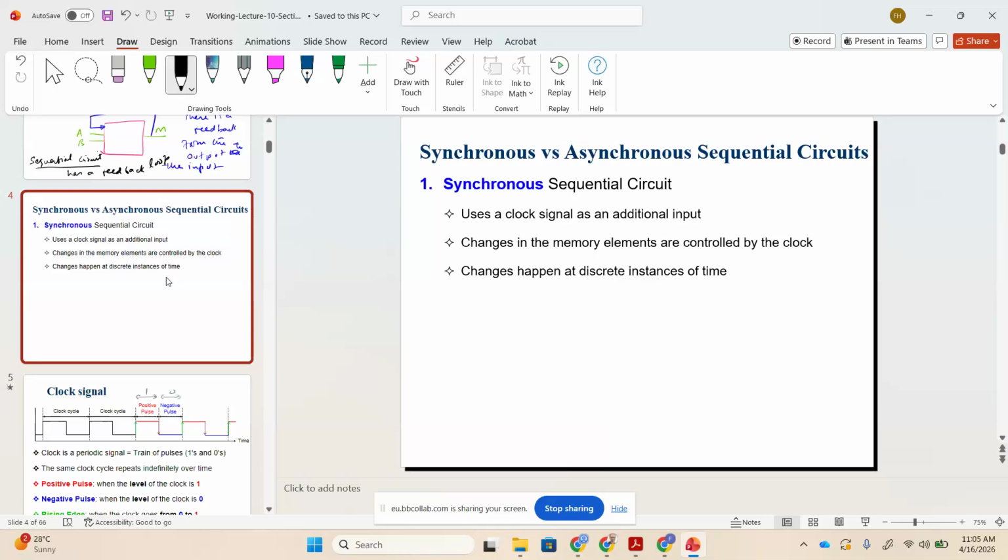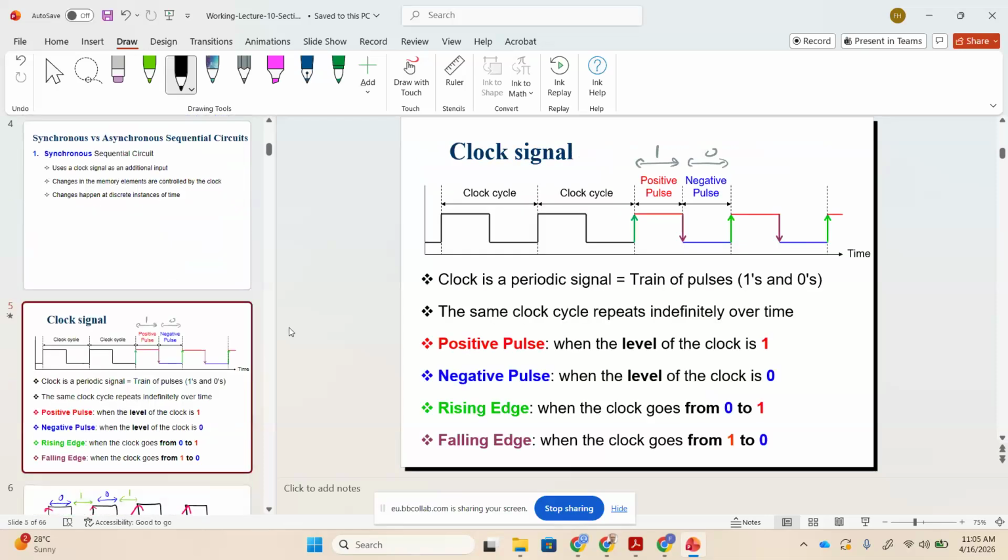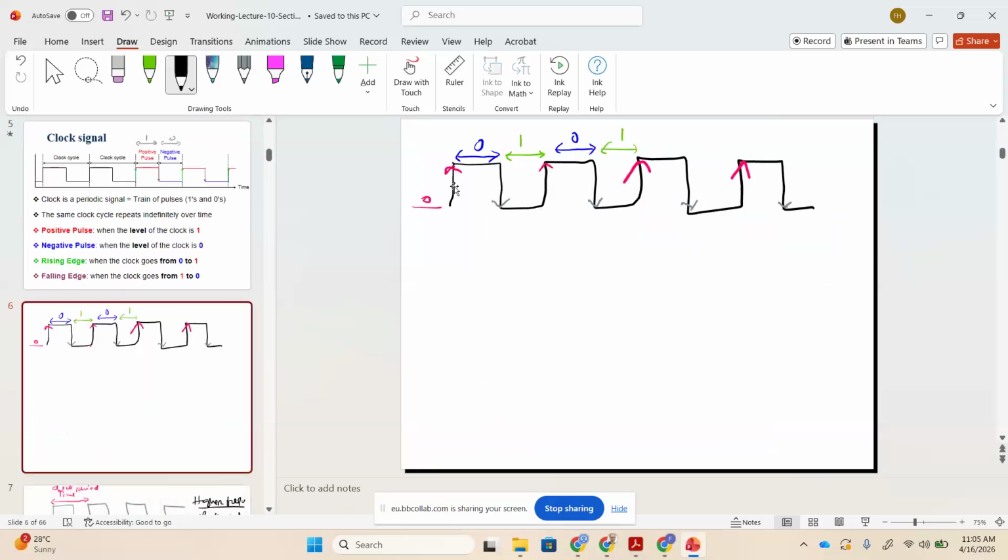Now, what is a sequential circuit? A sequential circuit uses a clock as an additional input. Changes in the memory elements are controlled by the clock, and changes happen in discrete instants of time. I will explain this with an example. In a sequential circuit, we need to know the clock, so first we need to understand the clock. What is a clock? It is a train of pulses. First it becomes 0, then 1, then 0, 1, 0, 1, 0, 1, and this goes on. Got it or not?